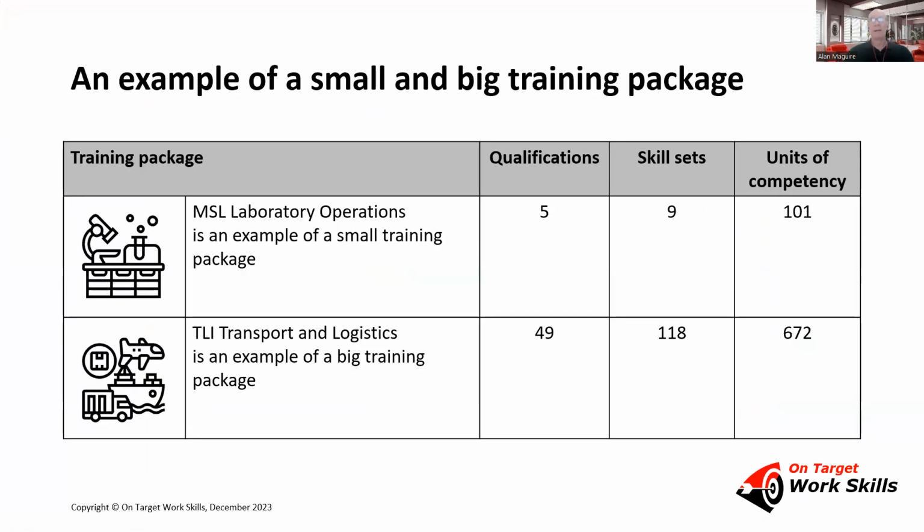Okay, let's go back and have a look at a summary slide to show you an example of a small and a big training package. The laboratory operations had 5 qualifications, 9 skill sets, and 101 units. The example of a large or big training package is the transport and logistics training package, and it has 49 qualifications, 118 skill sets, and 672 units. So I think that helps to compare that not all training packages are the same size.